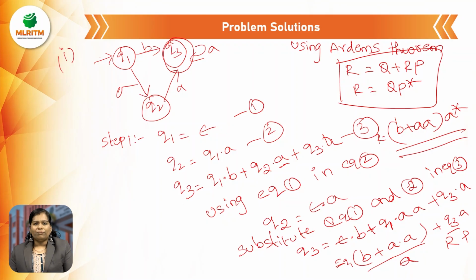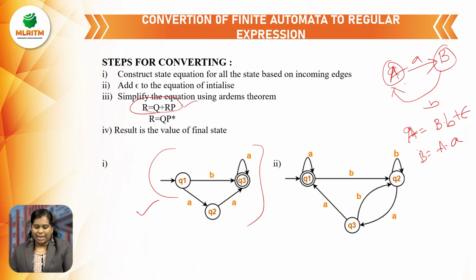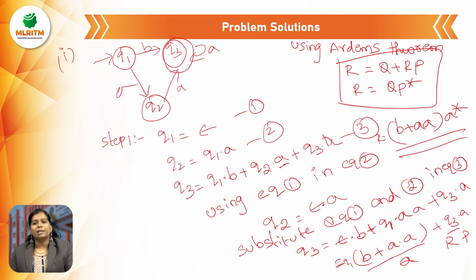So here again I am explaining this problem. First, construct all the state equations for all the states based on incoming edges. We need to start from the initial state. Q1 is equal to, we need to check any incoming edge for Q1. Here we don't have an incoming edge. So after that, the second step is we need to add epsilon to the initial state. That's why Q1 is equal to epsilon. Next, Q2. Q2 contains Q1 dot A.